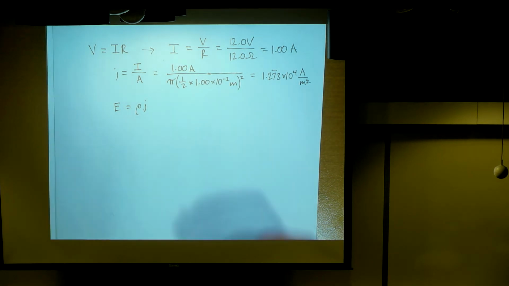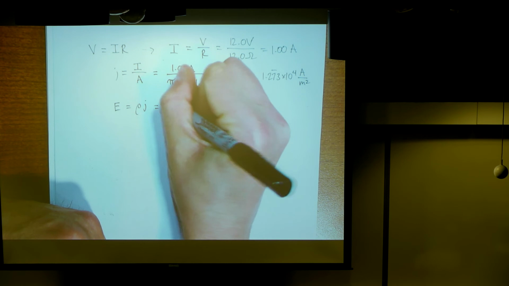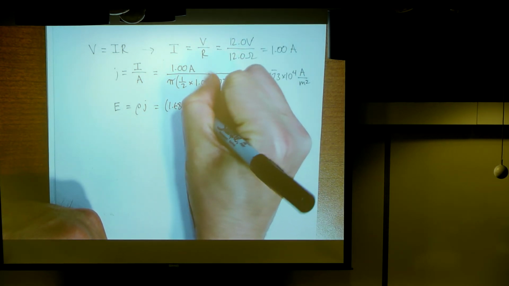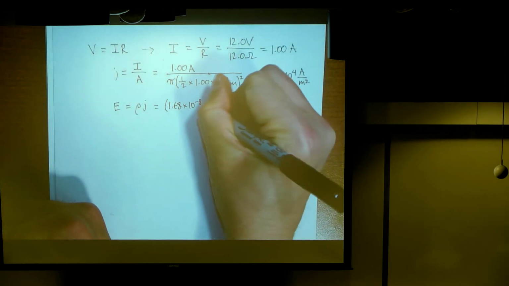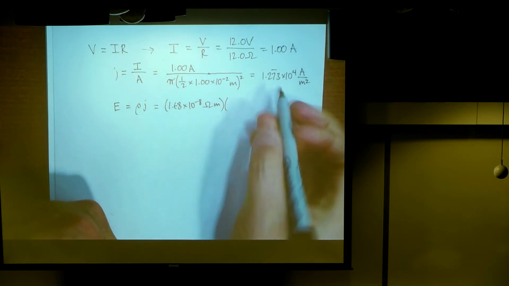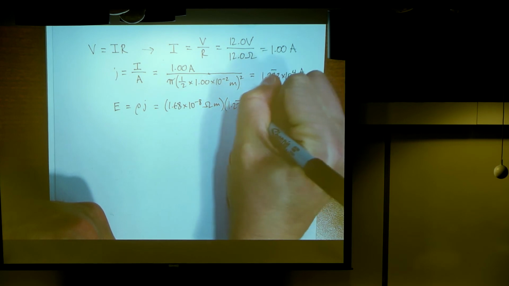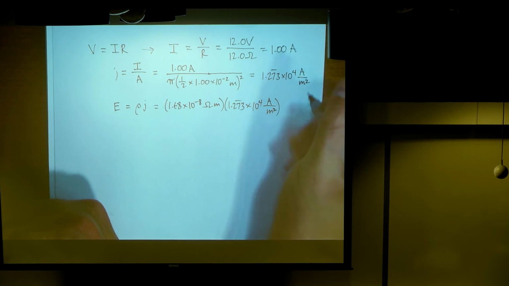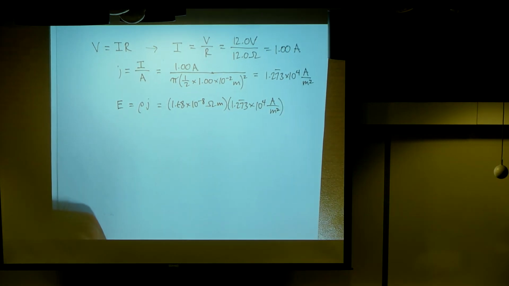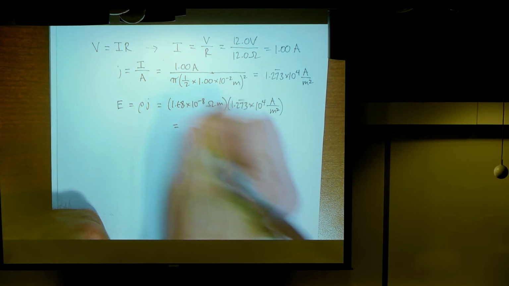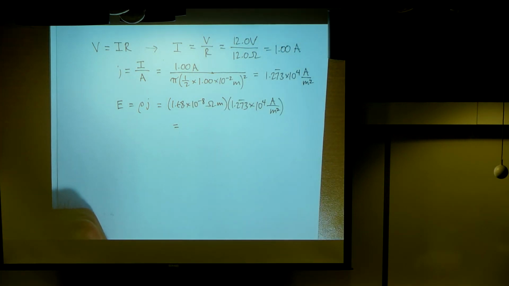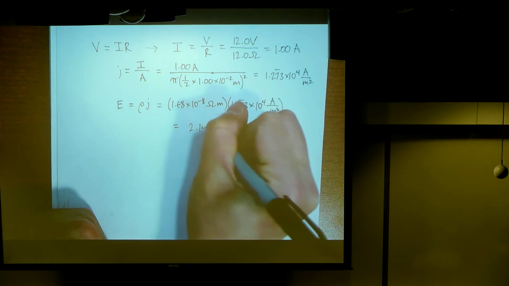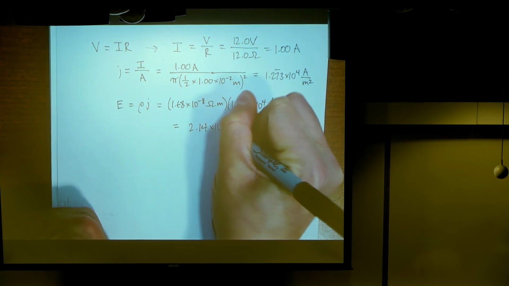So the resistivity of copper is 1.68 times 10 to the minus 8 ohm meters. And the current density is 1.273 times 10 to the 4 amps per square meter. Okay, and just numerically, what does that come out to? What you said before, right? It's 2.14 times 10 to the minus 4.